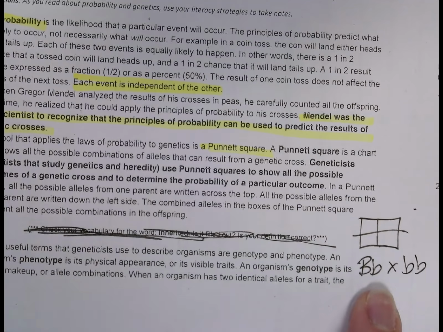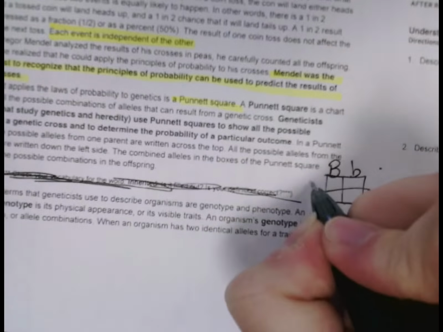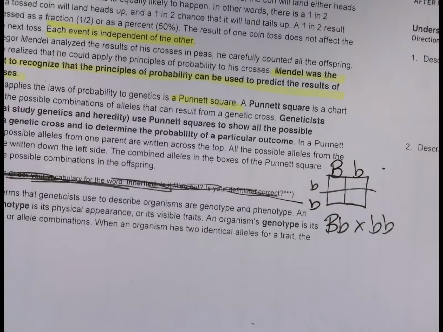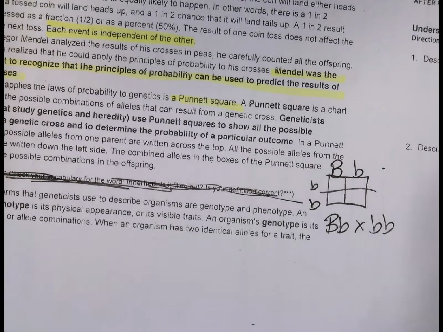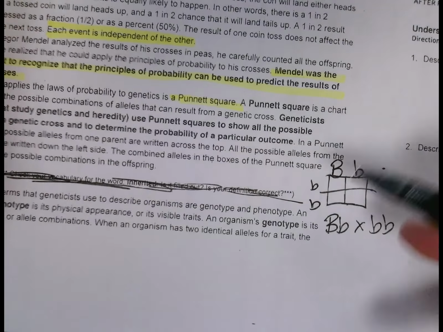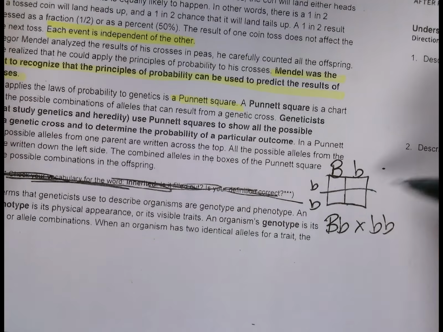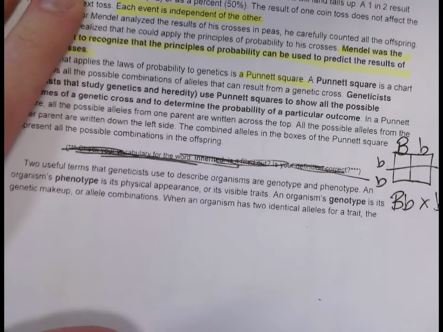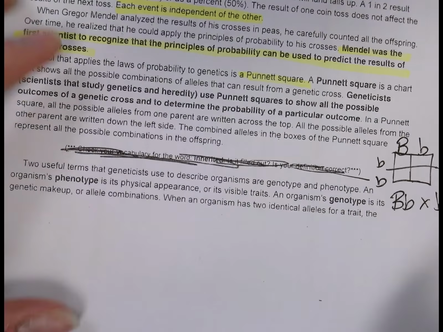Let's say this is mom, this is dad. It doesn't matter which order you put them in. Big B, little b, and we have 2 little b's. If you use something like an S, it's hard to tell the difference between capital and lowercase, so sometimes it's easier to use a big G, little g. The Punnett square shows the probability of how the offspring would look based on the genetic types. The terms geneticists use to describe organisms are genotype and phenotype.